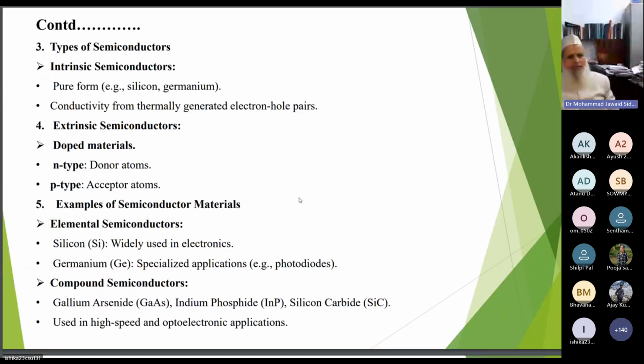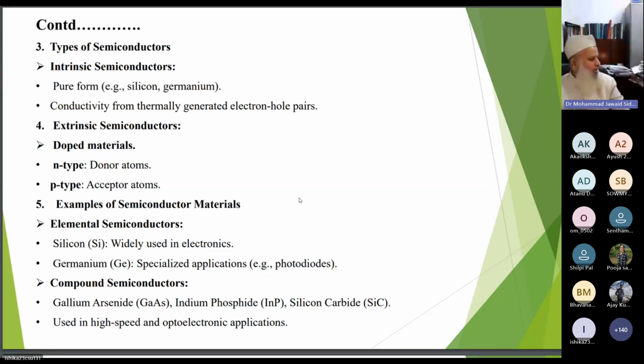So as I told you, extrinsic semiconductors are the semiconductors with impurities. For N type, we have impurities from the fifth group of the periodic table like phosphorus, and for P type, impurities from the third group like boron. Examples of semiconductor materials: generally three types are very popular. Silicon is widely used in electronics; 98% or 99% of electronic devices and integrated circuits are manufactured using silicon.